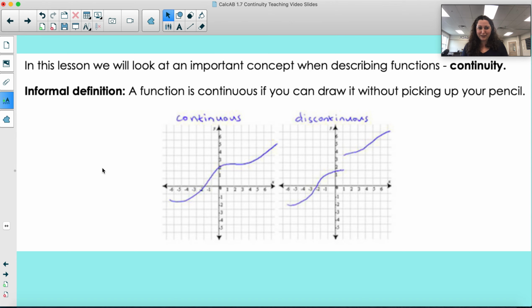Informally, a function is continuous if you can draw it without picking up a pencil. So you see this function here, I can draw it, continuous. This one has this jump here, not continuous, or discontinuous. So if it has a jump, a hole, a vertical asymptote, something like that, then the function's not continuous.